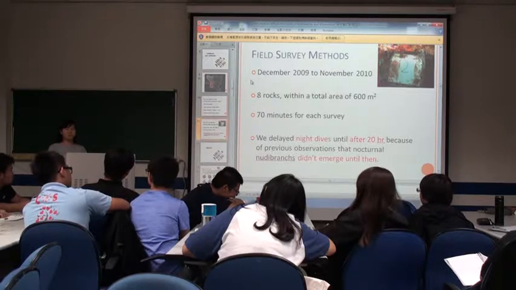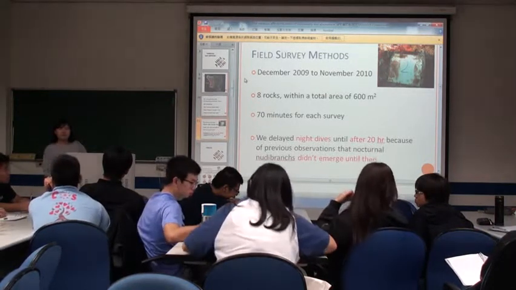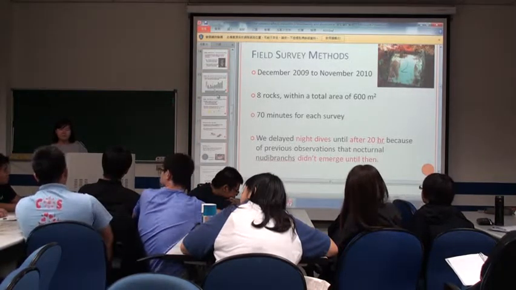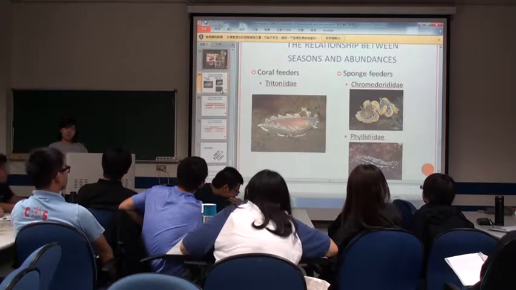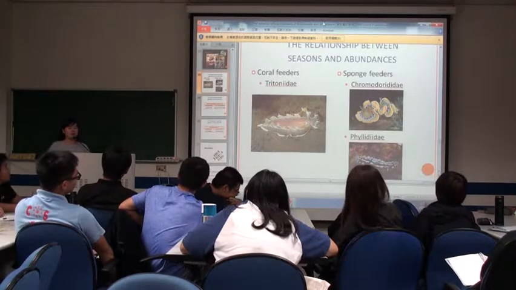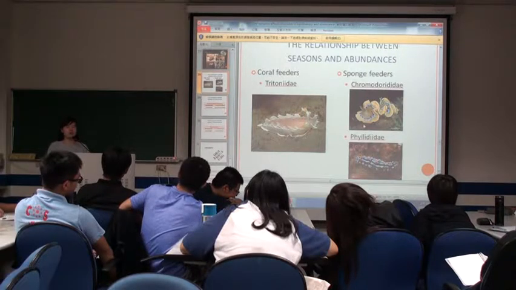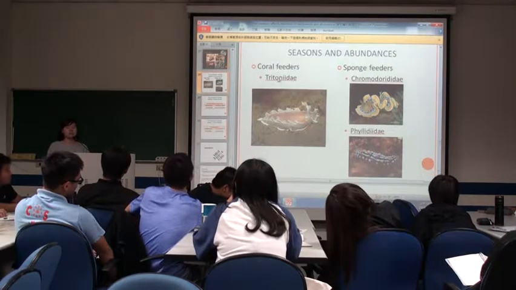You mentioned the season, and that you chose 3 species. Why did you choose those 3 species? The paper didn't mention it, but I think these 3 species are easier to see, and they are coral feeders.